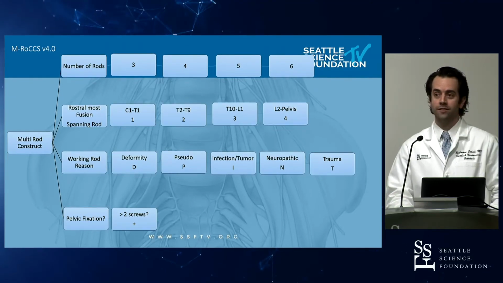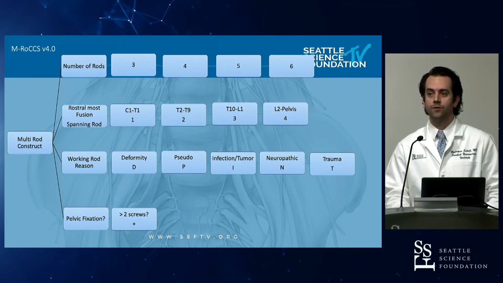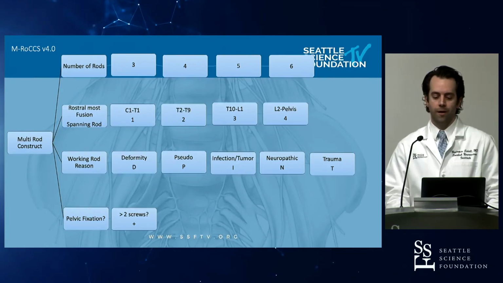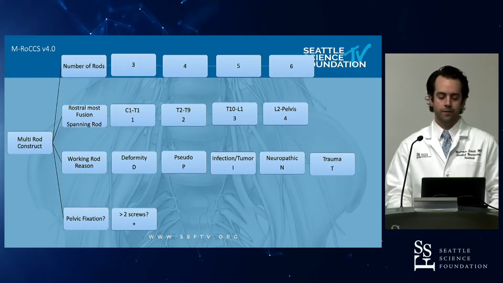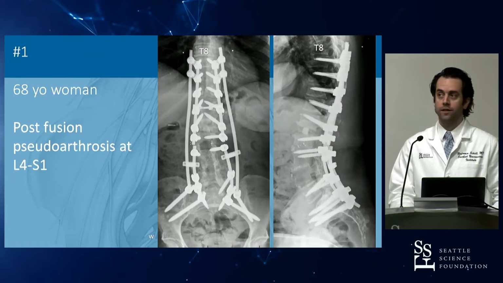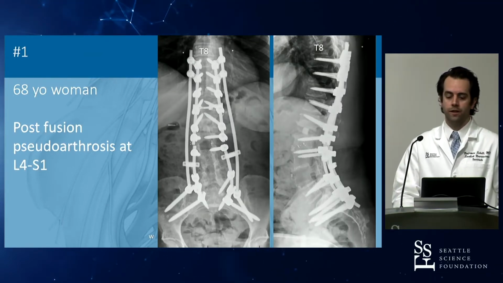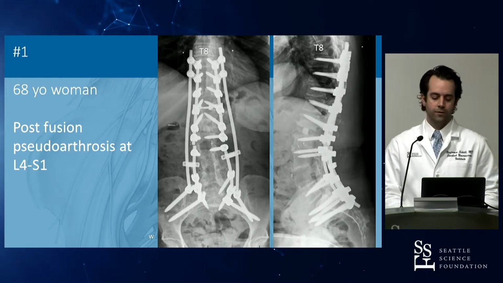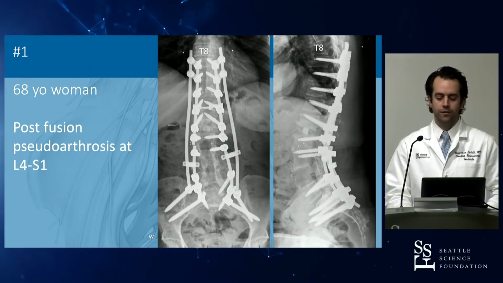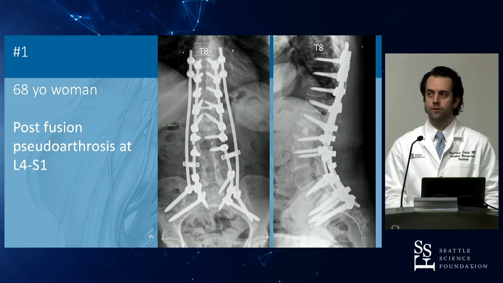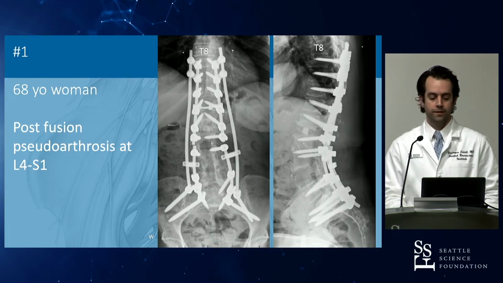There are 20 cases, so feel free to slow me down or speed it up depending on how much time you have to finish this. Either way, I appreciate it. So the first case here is a 68-year-old woman. She had pseudoarthrosis at L4 to S1, and this was the construct that was used to stabilize her. I'll give you guys a couple seconds, take a look at it.